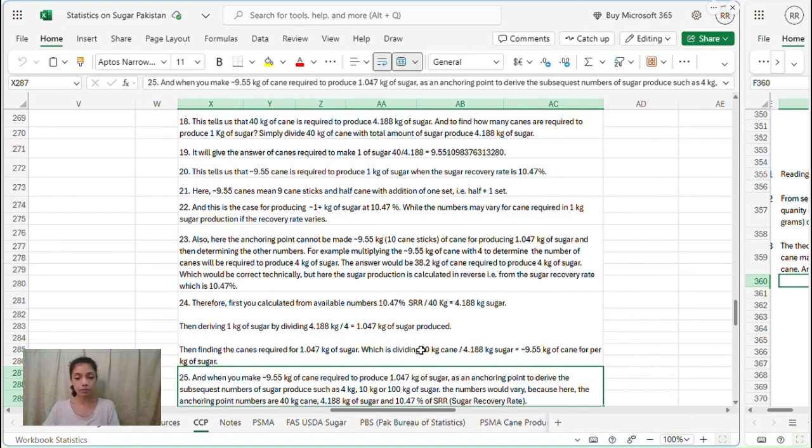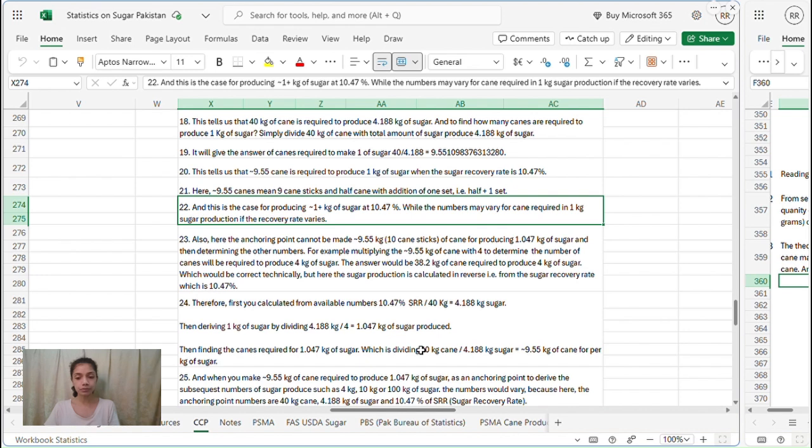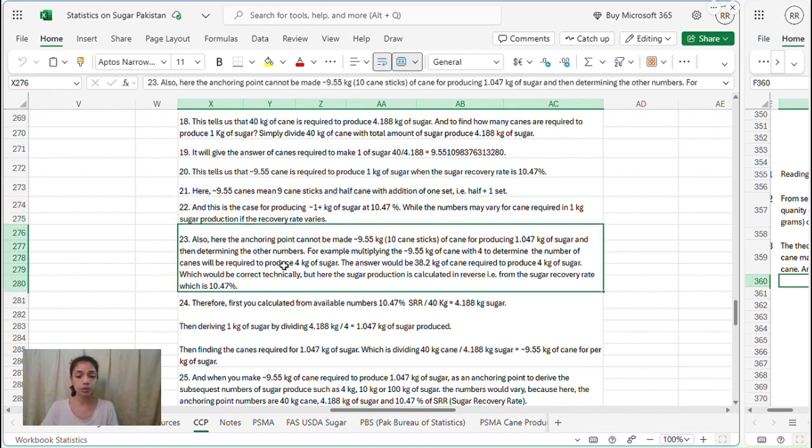So if the recovery rate changes, the number of canes that would be required to produce kgs of sugar would change. Now how? Also here the anchoring point cannot be made, that we are discussing now. 9.55 kgs of cane, which is 10 sticks of cane producing 1.047 kgs of sugar, and then determining the other numbers.